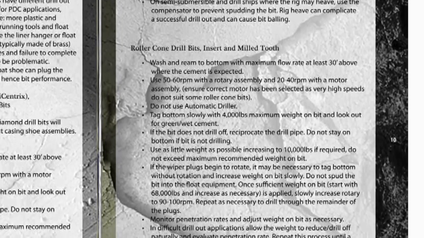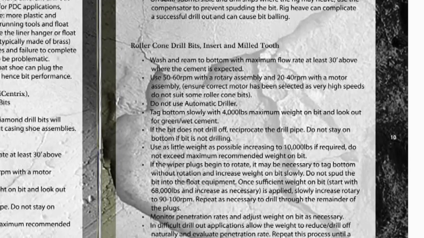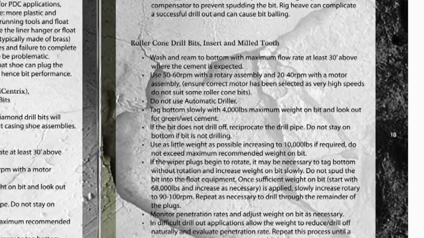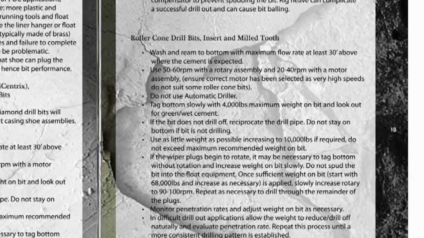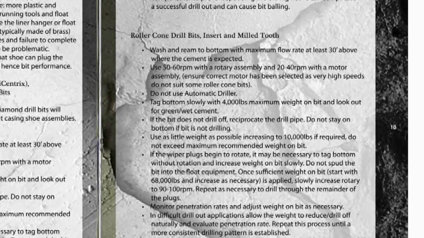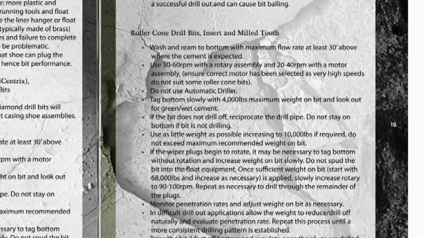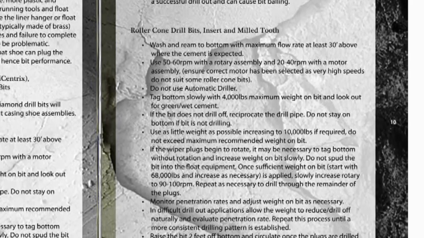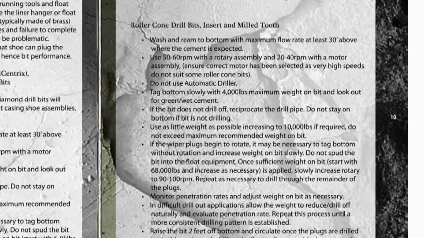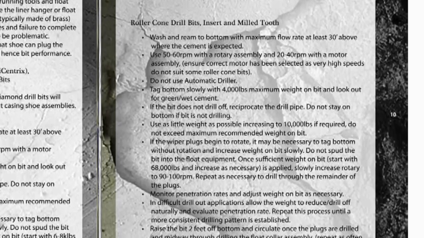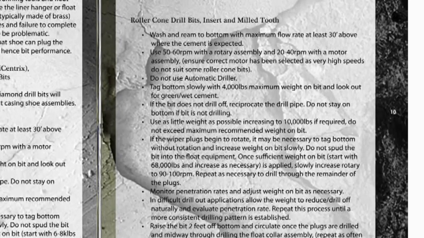Tag bottom slowly with 4,000 pounds maximum weight on bit and look out for green or wet cement. If the bit does not drill off, reciprocate the drill pipe. Do not stay on bottom if bit is not drilling. Use as little weight as possible, increasing to 10,000 pounds if required. Do not exceed maximum recommended weight on bit.